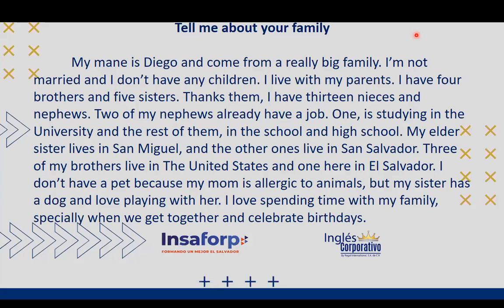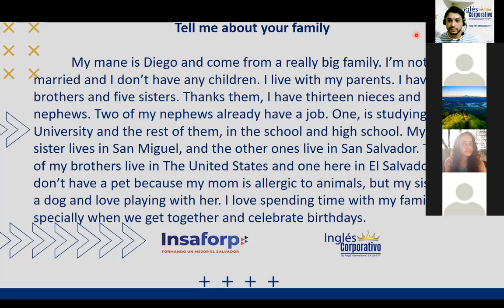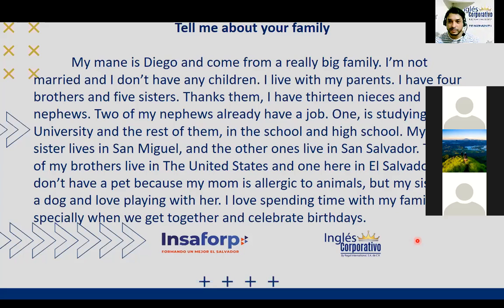My brother is living in Santa Tecla. I am living in Cote. One brother, then the San Vicente. He has three sons. Three sons. Only. Yes.